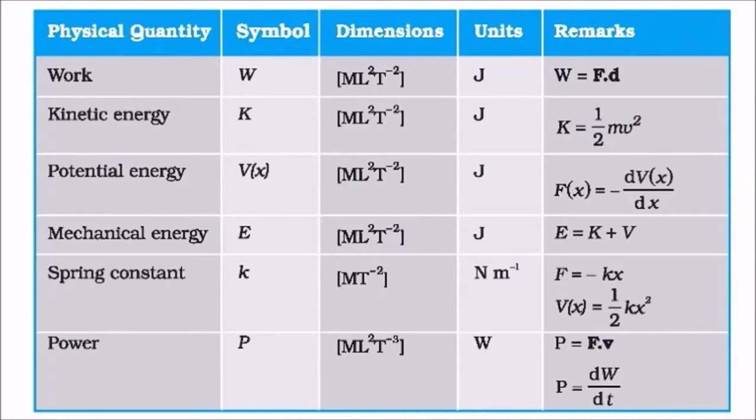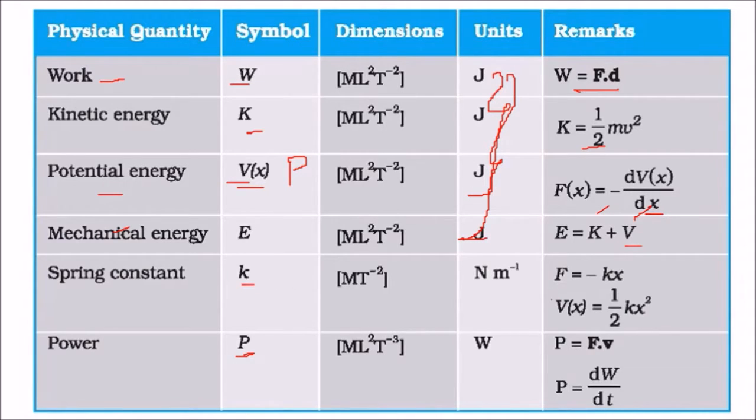These are the physical quantities we discussed. Work is F into d, shown by W. Work, kinetic energy and potential energy are all expressed in joules. You can take mechanical energy also. Kinetic energy, represented by K, is half mv square. Potential energy is represented by V(x), sometimes also by P, but since P and P are the same, we represent it by V(x). It is given by minus dV(x) by dx. Total mechanical energy is simply kinetic energy plus V, that is mgh, or you can say potential energy.